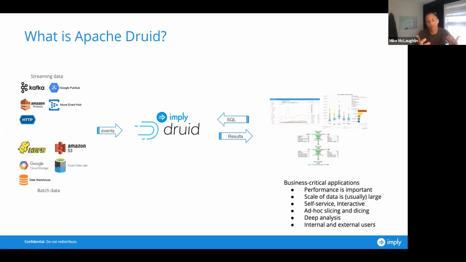If you think of someone that's got sensor data, where you're making decisions off of a current temperature or a leak detection or something like that, those decisions need to be made quickly. And so that's where something like Druid fits really well.